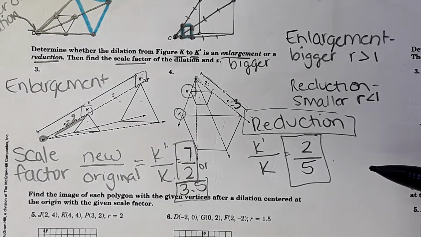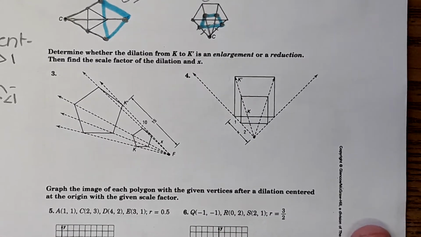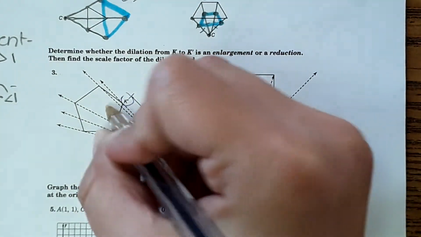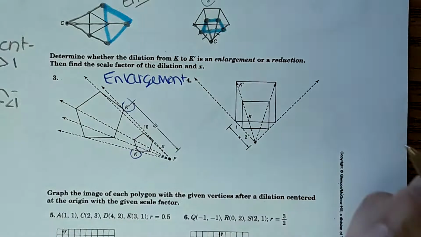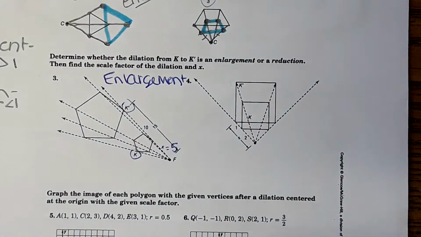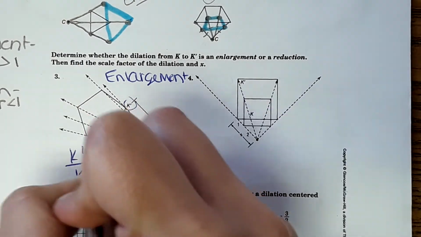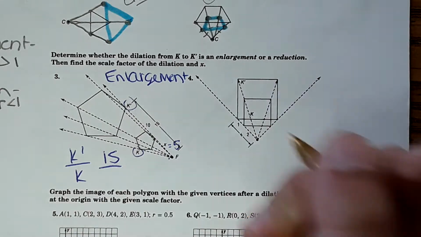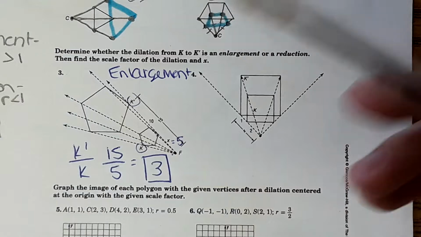Okay, now we're going to practice it on the other page. So number 3 and 4 here. Okay, so from K to K prime, it's getting larger, so it's an enlargement. X is 5. And then we're going to put K prime over K. So the distance from the center to K prime is 15. And from the center to K is 5. And so that is 3. So there's a scale factor of 3. So this shape is 3 times larger.